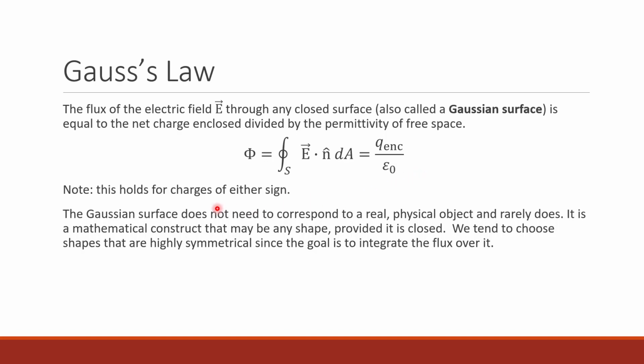All right. One thing about Gaussian surfaces is that they don't need to correspond to a real or physical object, and usually don't, but it's a mathematical construct that can be any shape, provided that it's enclosed. So we tend to choose shapes that are highly symmetrical, say like a cylinder or a sphere, to be able to integrate over it. So we want to be able to integrate easily.